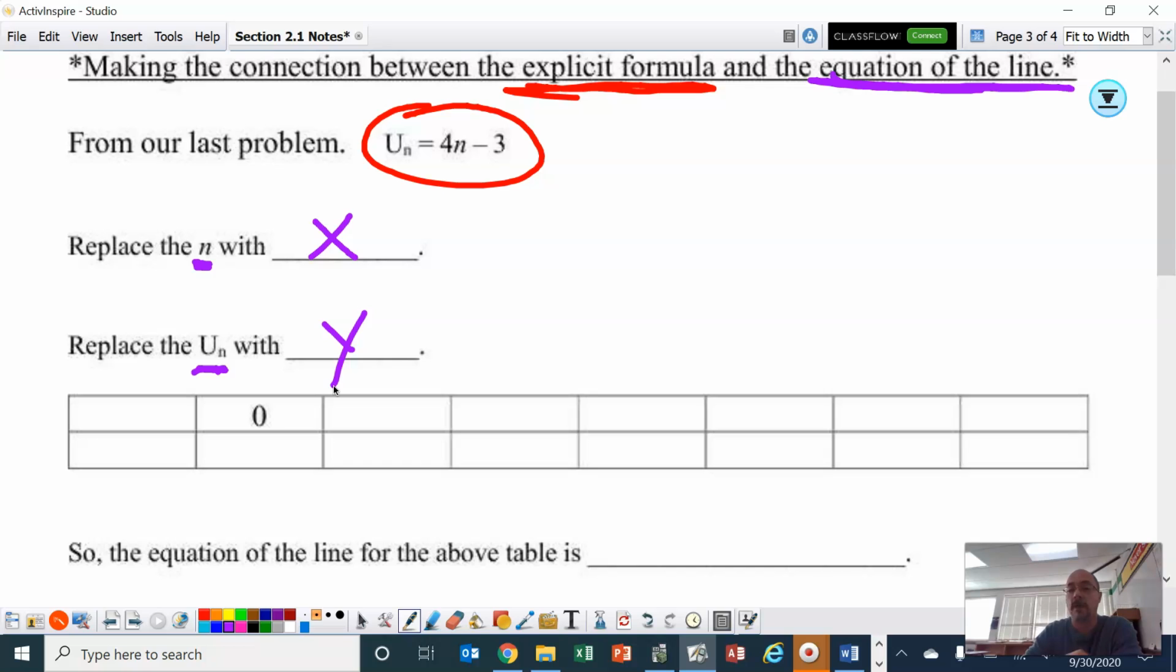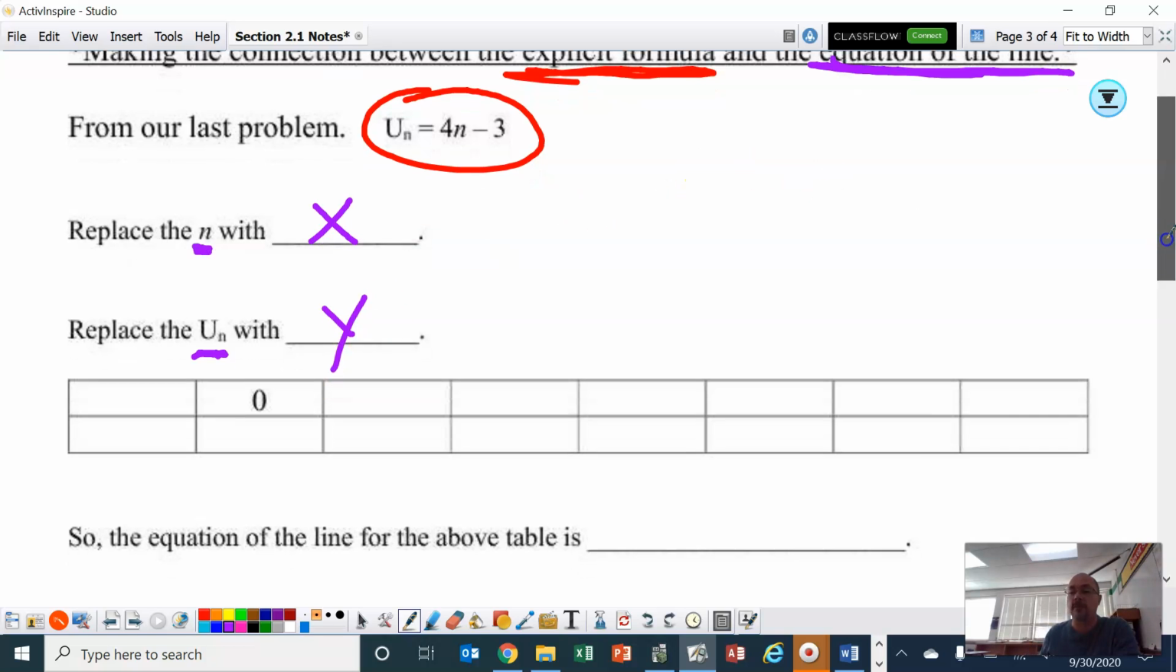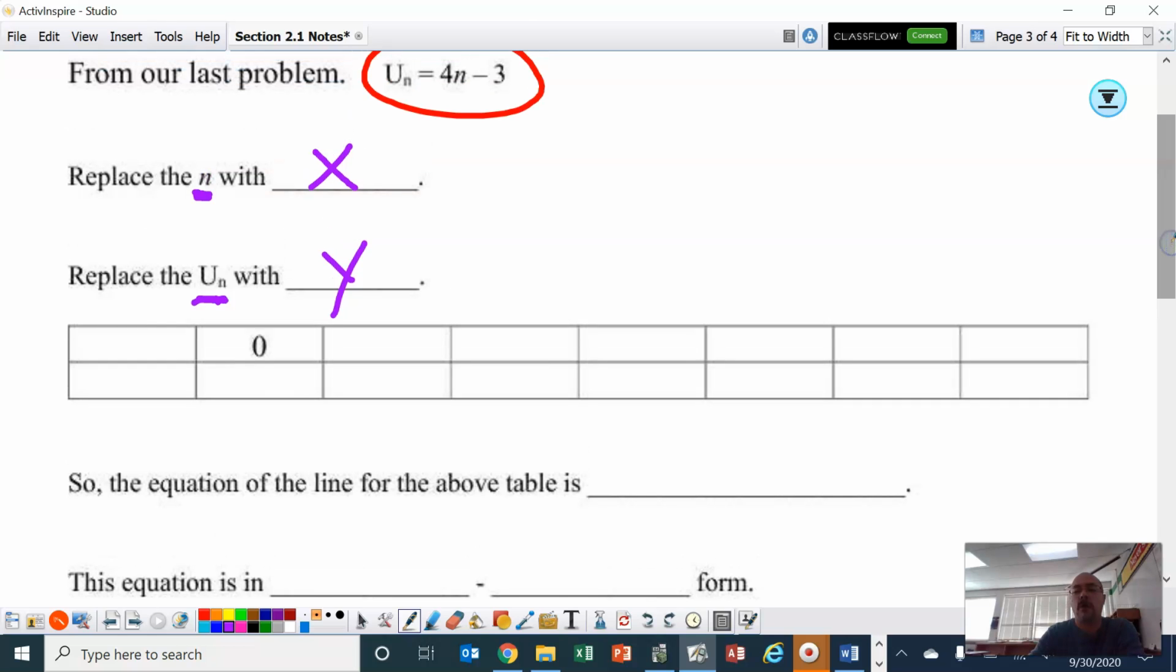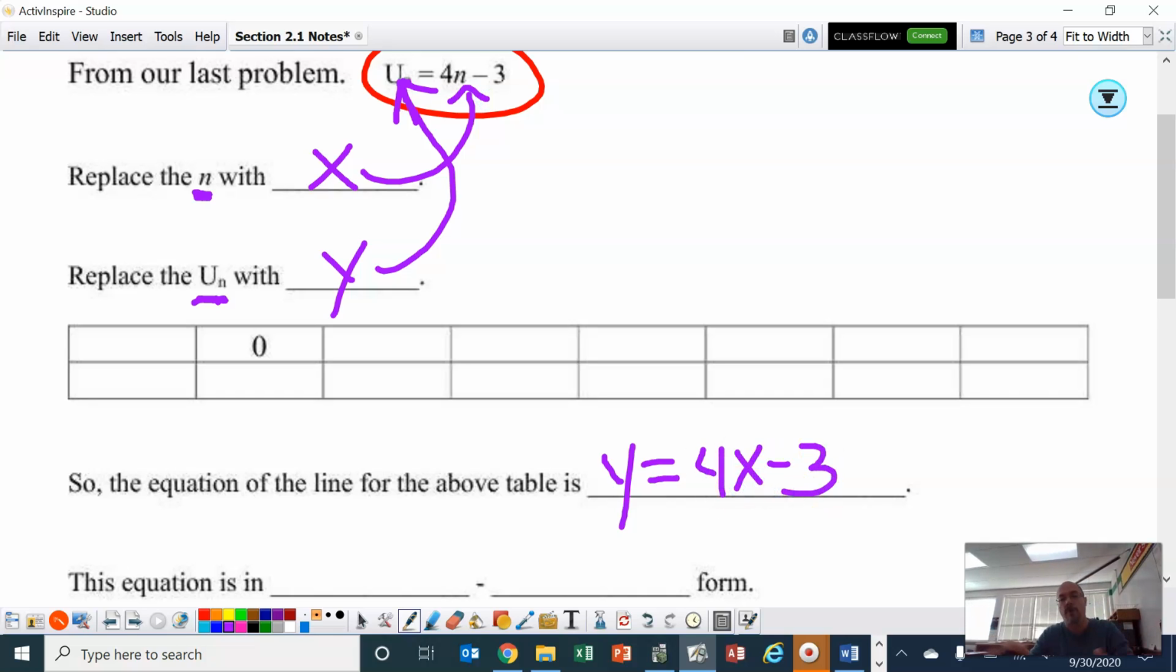Okay, so I'm going to jump down here. The equation of the line is going to be here, so we can see it. So it's going to be y equals, so we're going to replace this with y and we're going to replace that with x. So y equals 4x minus 3. Oh, that looks really familiar, doesn't it? Okay, y equals 4x minus 3.